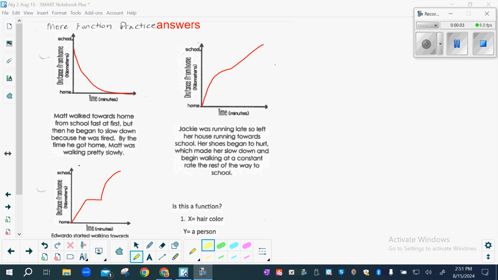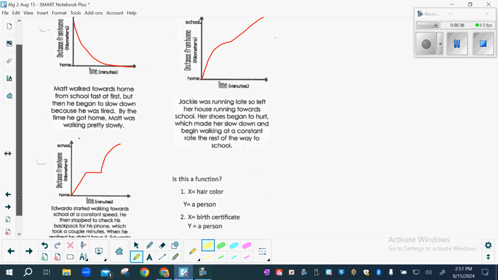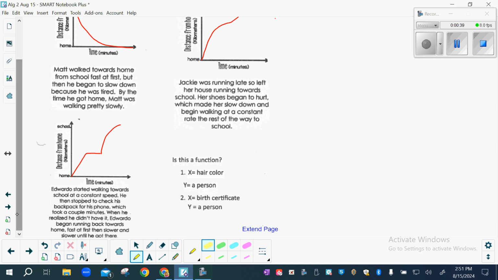Back of yesterday's homework. Any questions on any of those? You have questions? Okay. Which one? This one here? It says that.